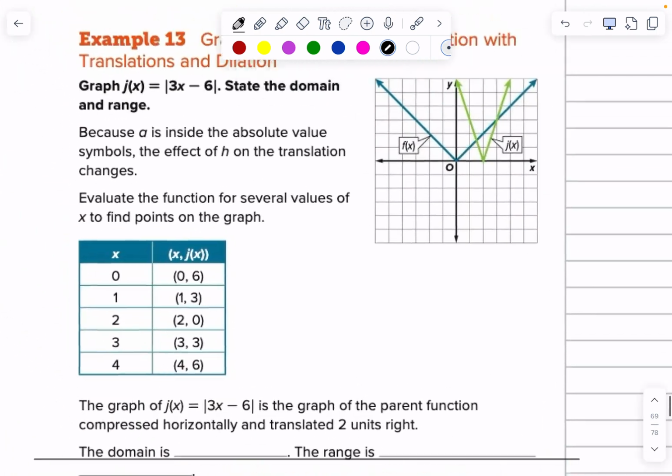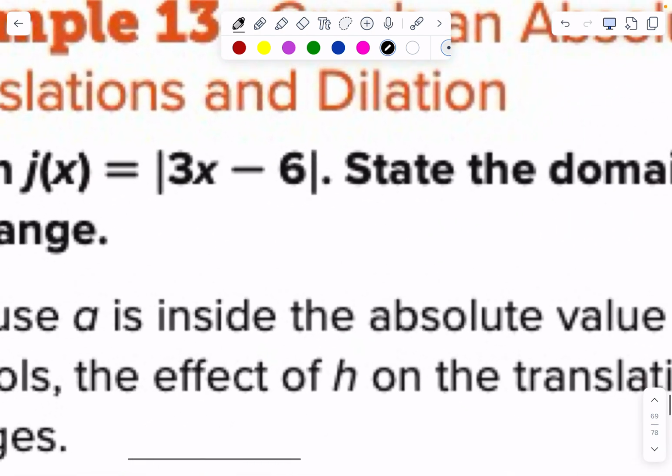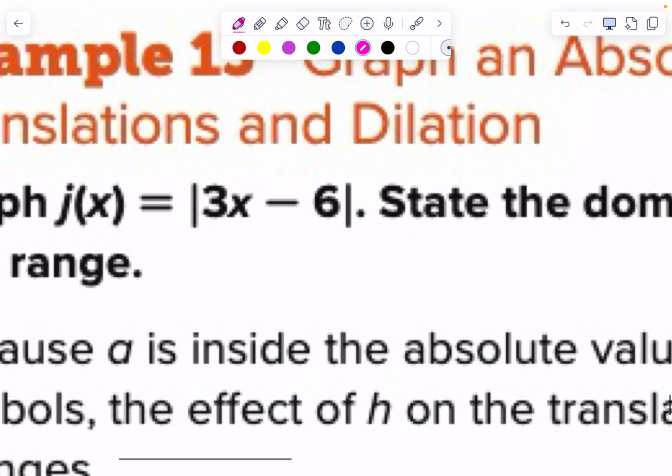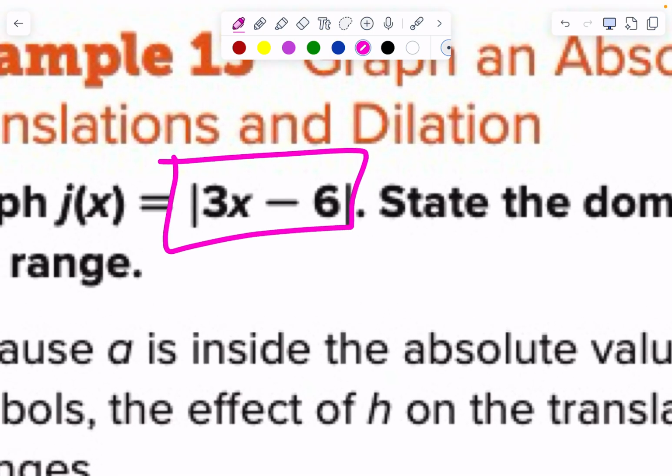Example 12. Let's go to 13. Holy moly. What? 3x minus 6. How many things are happening? This one's tricky. 3 times x is happening, right? 2 or 3? There's only 2. Which one happens first, the 3 or the minus 6? The 3 and then the minus 6.